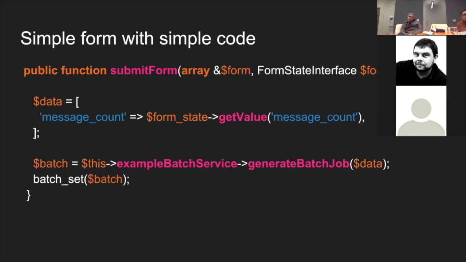The example here you'll see is pretty basic. It's just going to be making a bunch of log messages. It's got to be something. So it prints a bunch of messages to the log. And so in the submit handler, I'm describing how many we asked for. And I'm telling my example batch service to generate my batch job: here's the data from the form.